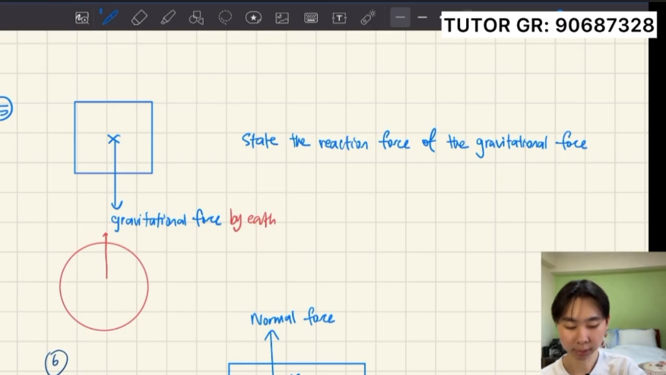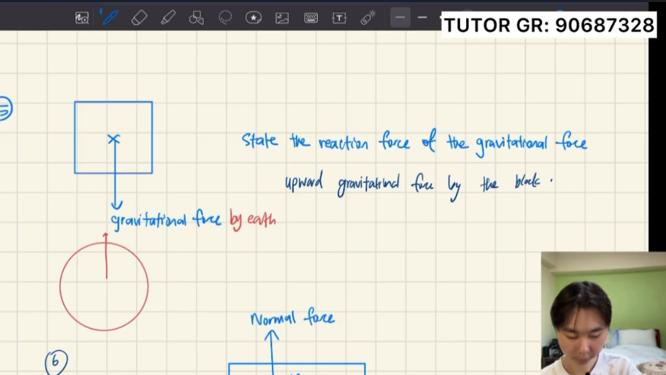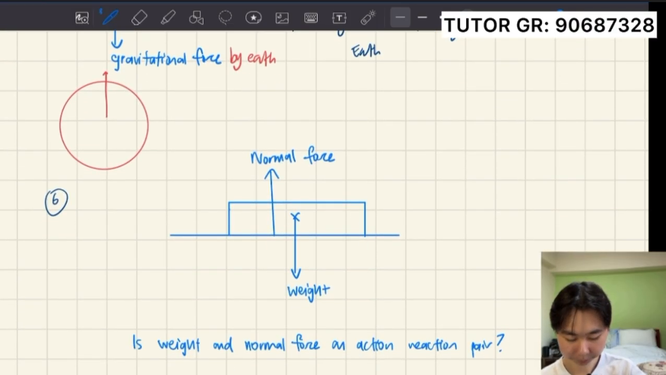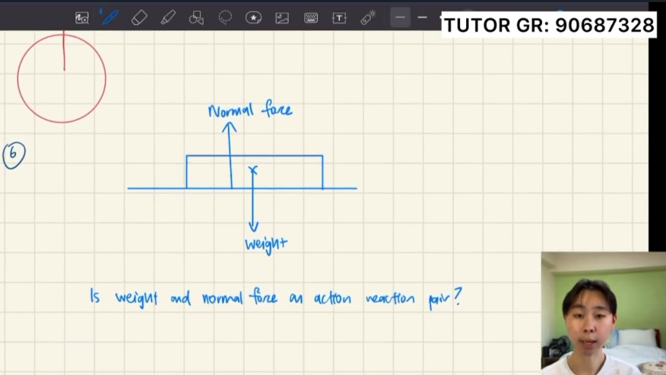In this case, if we were to state it fully, the full correct answer will be: upward gravitational force by the block on Earth. That's it. Last one, this example here is weight and normal reaction force, and whether they are an action-reaction pair.